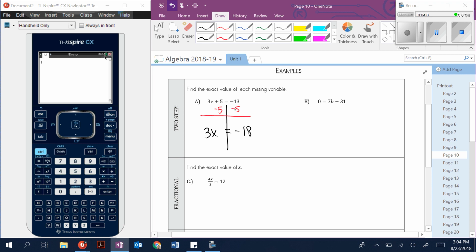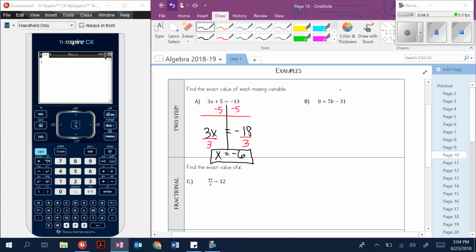If I owe $13 and I owe $5, I'm going to owe $18. Next, with my inverse step, I'm going to divide both sides by 3 because I'm trying to get x alone, and the only way I'll be able to cancel out multiplying is dividing. So x equals -6. There's our answer.